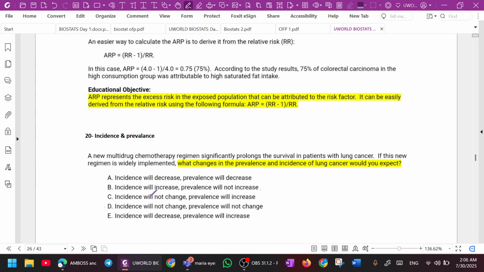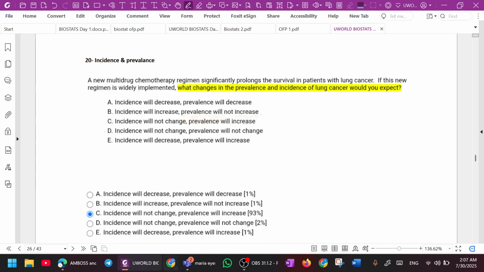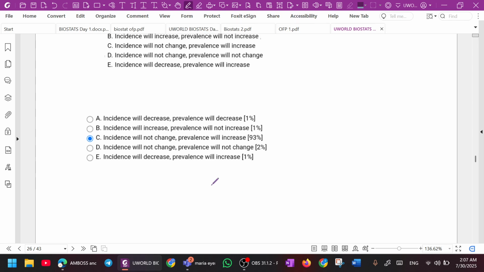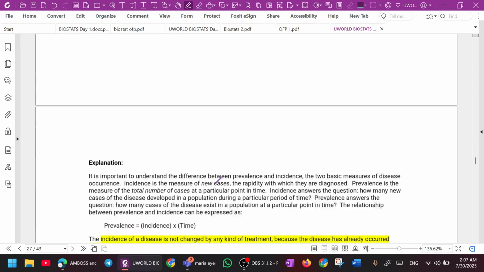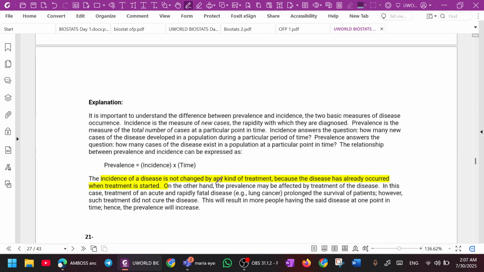So what's your answer? So incidence will not change, prevalence will increase. C. Okay, yes, you got it. Do you want to read the explanation? No, I guess it's me. You want me to read the explanation? Oh, yeah, read it.